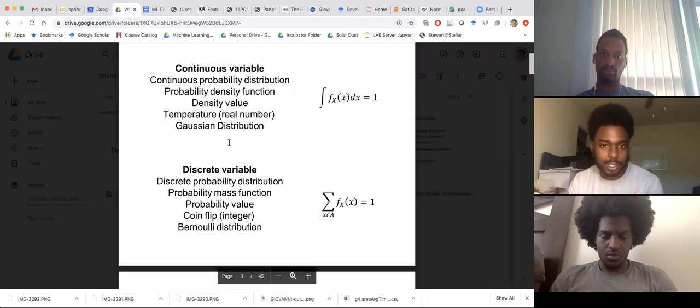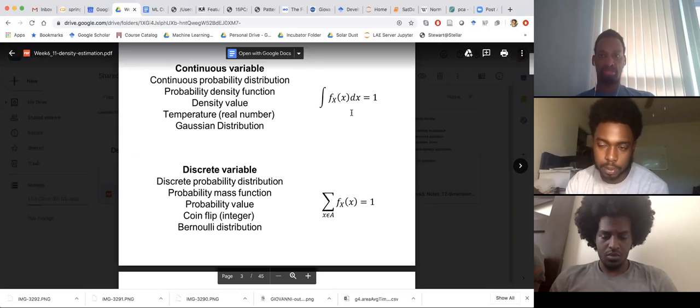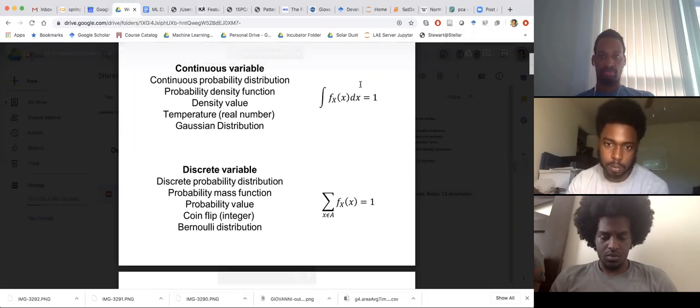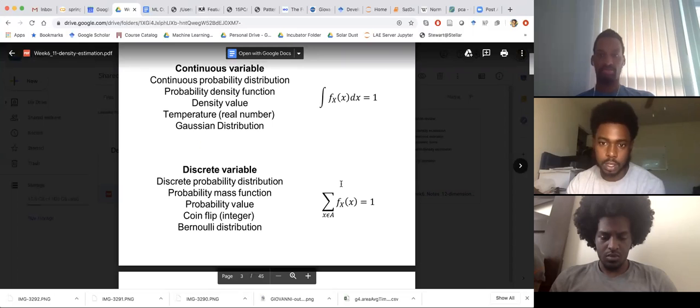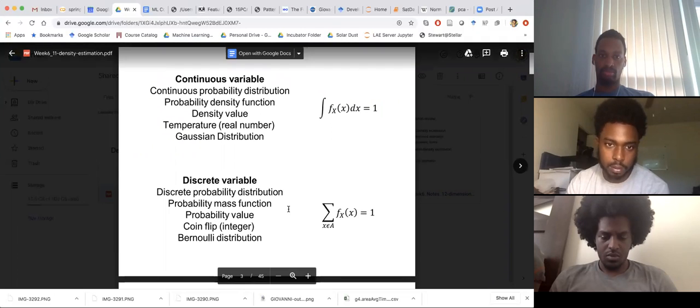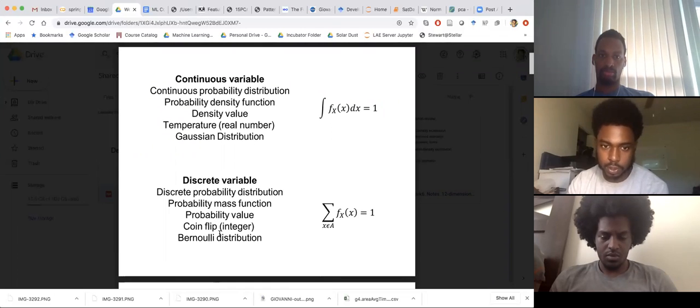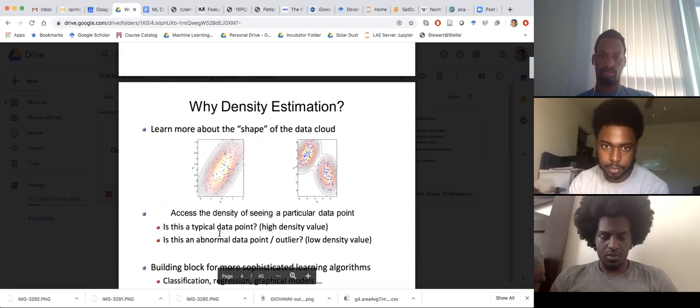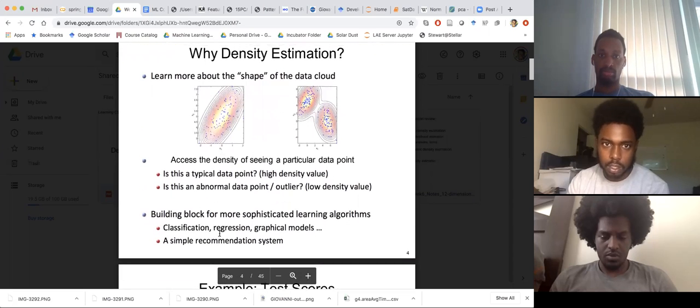So we have continuous and discrete variables. And we can represent the probability with these equations here, where if you sum up these random variables and their probability function, you should get to one. You're either taking an integral or you're summing them up. And we're looking at different examples of continuous variables versus discrete. Density estimation allows us to learn about the shape of our data.